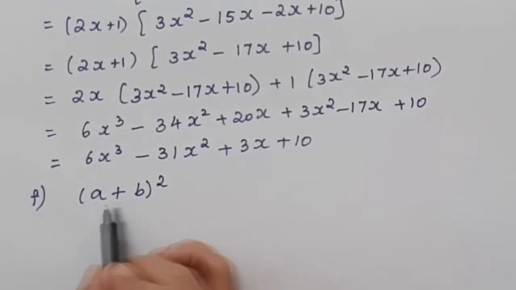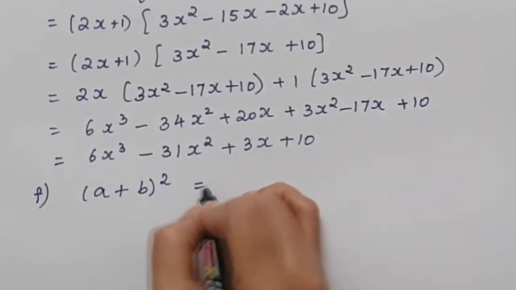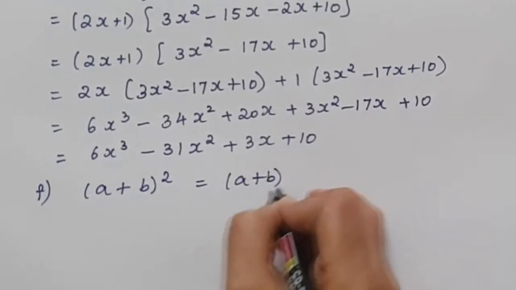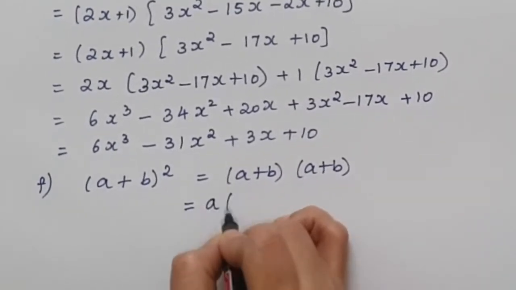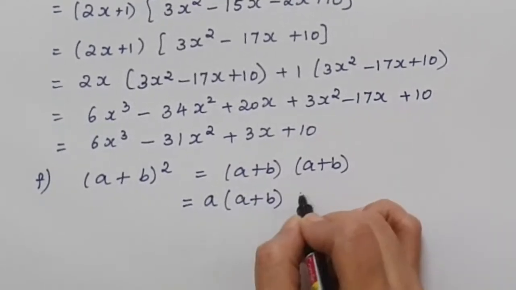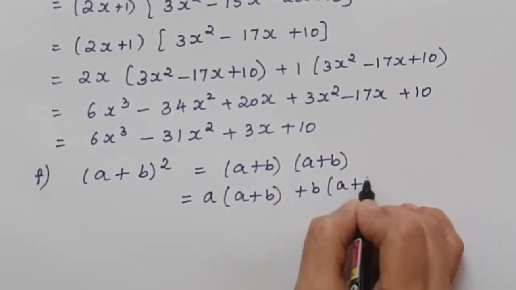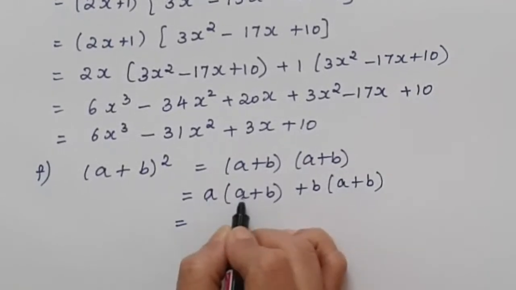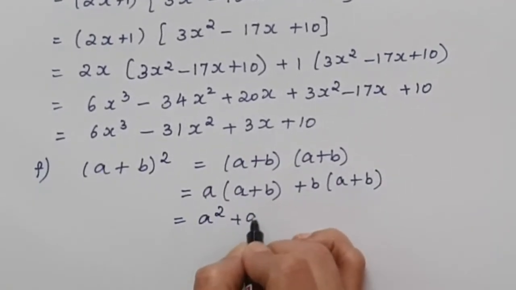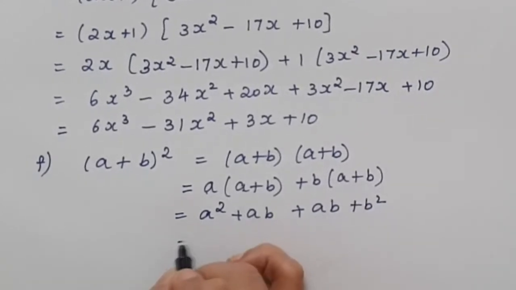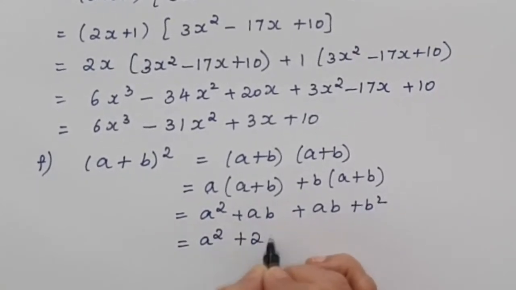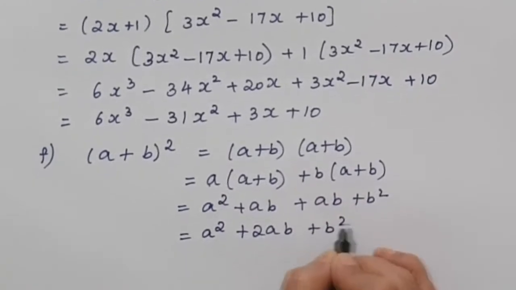Now the next one, F, a plus b the whole squared. This can be written as a plus b multiplied by a plus b. Then this can be written as a multiplied by a plus b plus b multiplied by a plus b. So when we expand it, a into a is a squared plus ab plus ab plus b squared. So we get it as a squared plus 2ab plus b squared.